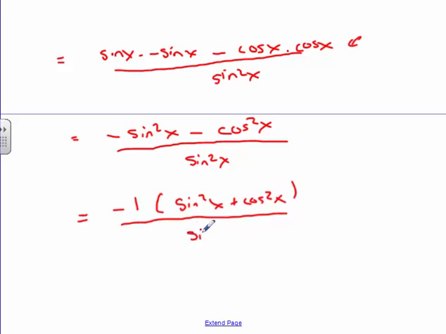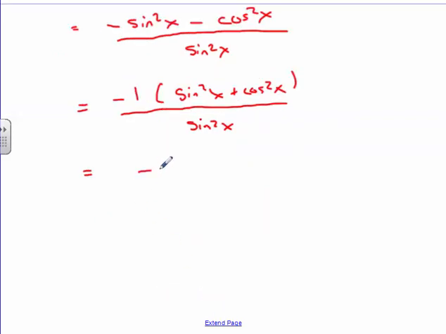And then again, since you know your identities, this is all equal to 1 right here, so I won't bother writing that anymore. It will just be negative 1 over sine squared x. And then similarly, 1 over sine squared x. Well, sine squared is really sine's reciprocal is cosecant. So it's negative cosecant squared x. And there's your derivative for cotangent.